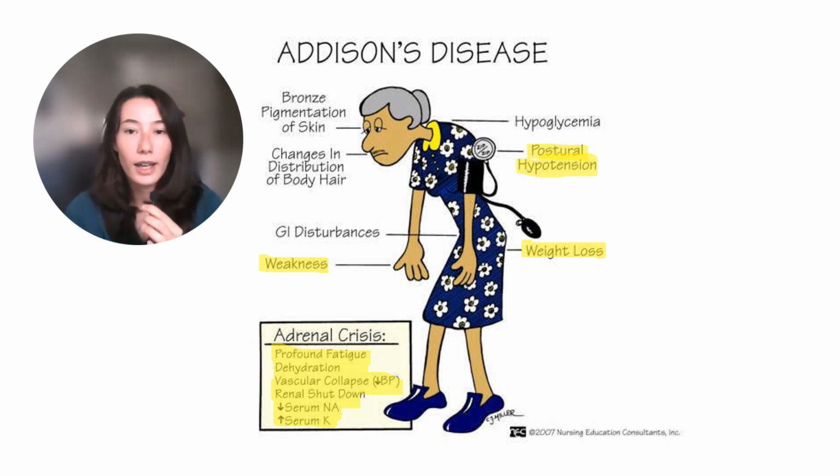Now, look at postural hypotension. Think about the ability of our body and the circulatory system to be able to accommodate to postural changes, such as going from a supine position to sitting to standing, etc.